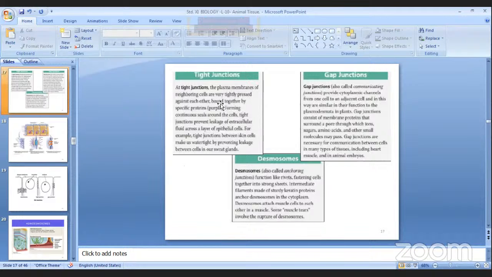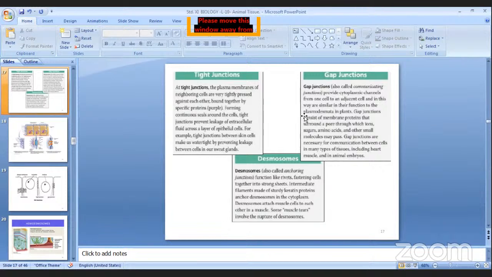Now see here, tight junction. At tight junctions, the plasma membranes of neighboring cells are very tightly pressed against each other, bound together by specific proteins. When the proteins are present, they give a purple color appearance. This is the confirmative test, so it is mentioned purple in bracket. Clear? Then forming continuous seals around the cells, tight junctions prevent leakage of extracellular fluid across a layer of epithelial cells. For example, tight junctions between skin cells make us watertight by preventing leakage between cells. I hope you are understanding this when skin is mentioned over here.